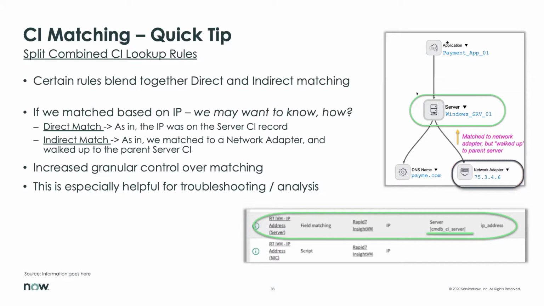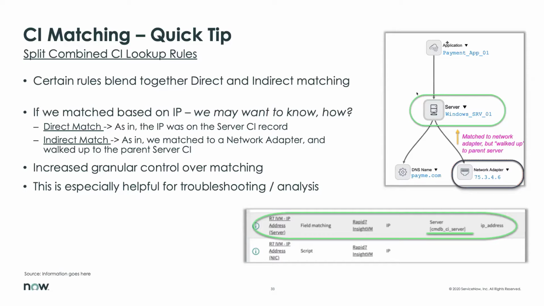And often we find it helpful to split these rules apart, because if I go to my discovered item and it says, hey, you matched on IP, and I'm trying to troubleshoot something, a user says, hey, this isn't mine, I need to go trace my steps back. Well, how did we match? If it says we matched an IP, that's great, but it doesn't really tell me how. Did we match directly on the CI, or did we match indirectly coming through a network adapter?